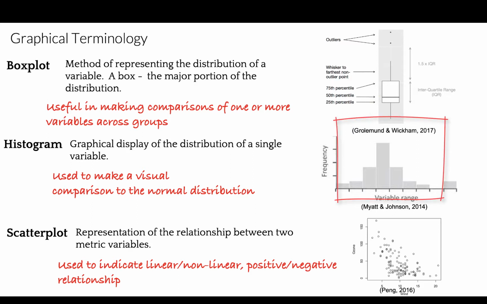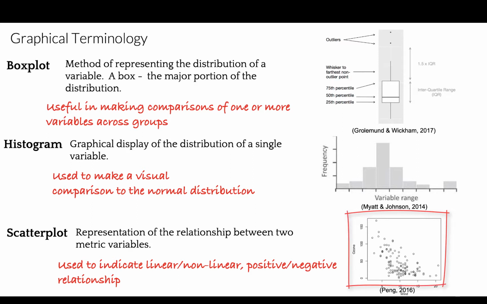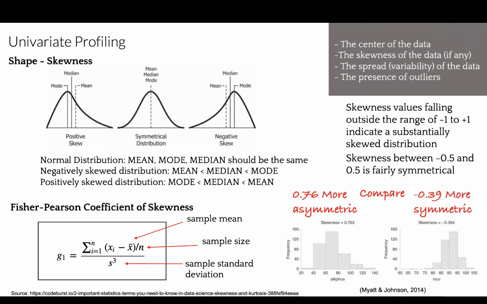Histograms. They are a graphical display of the distribution of a single variable. By forming frequency counts and categories, the shape of the variable's distribution can be shown, and it is used to make a visual comparison to the normal distribution. Scatterplots. They are a representation of the relationship between two metric variables. And if the points closely resemble a straight line, this indicates that the relation between the two variables is approximately linear, positive or negative.